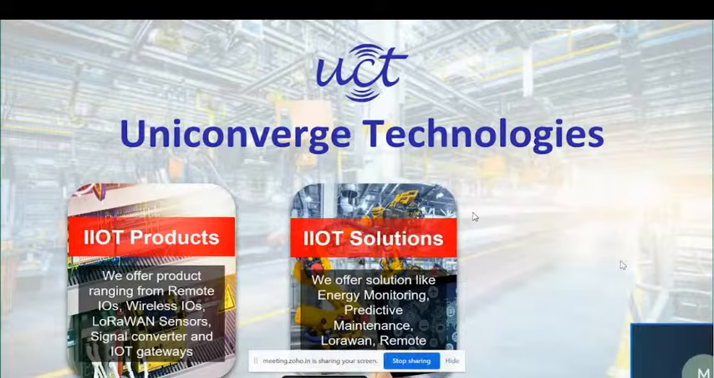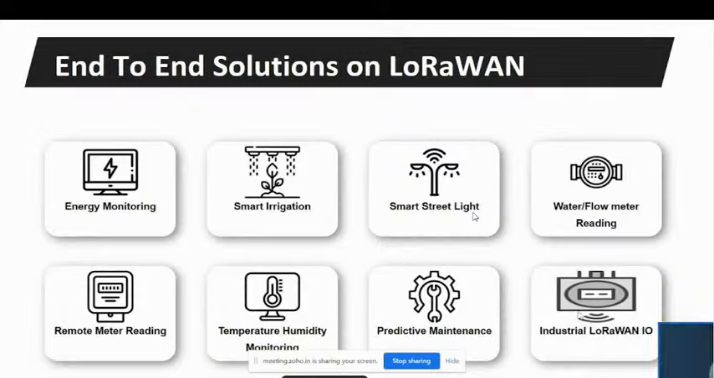Now, we provide end-to-end LoRaWAN solutions. We have an energy monitoring solution, smart irrigation solutions, and smart streetlight solutions, along with water and flow meter reading and remote meter reading. We also have temperature and humidity monitoring solutions, predictive maintenance and condition monitoring using LoRaWAN, and industrial LoRaWAN IO monitoring.